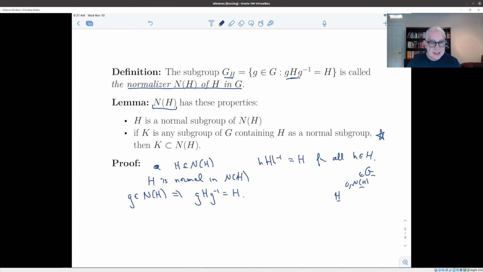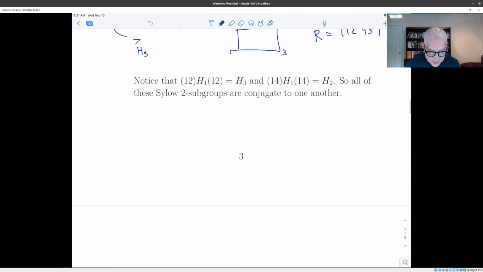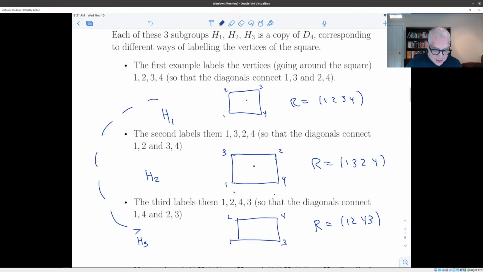If you go back to the S4 example just briefly, what is the normalizer, for example, of this copy of D4? Well, since the index of this group is 3, any other element that you add is going to be in a different coset, and you're going to get all of S4 back. So in fact, these groups are their own normalizers.